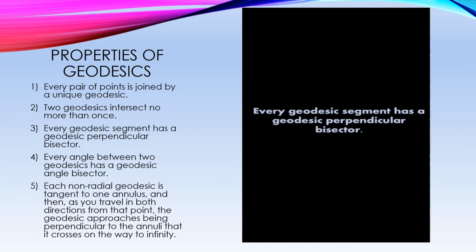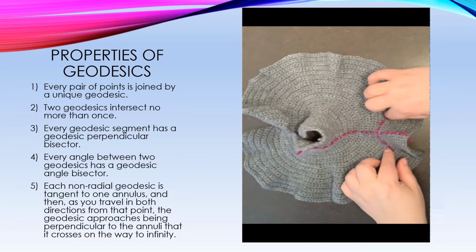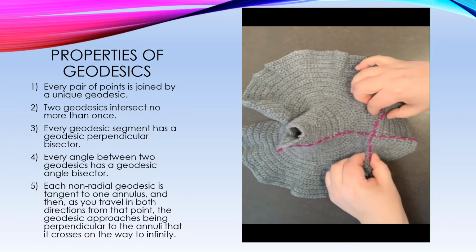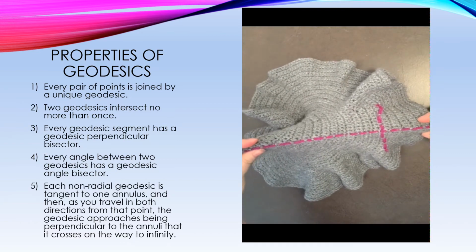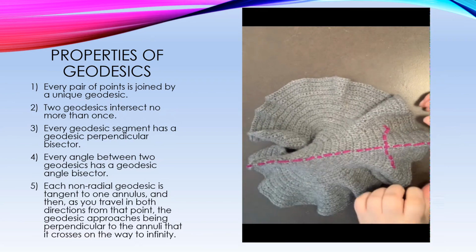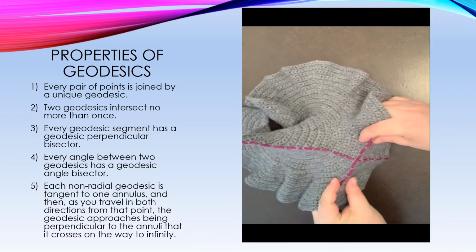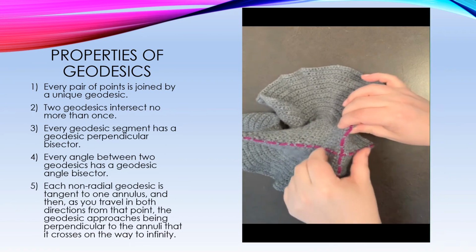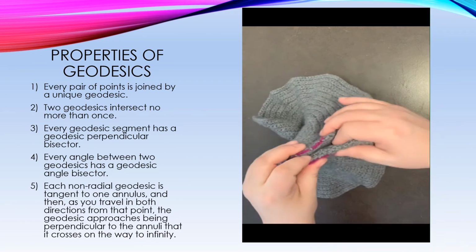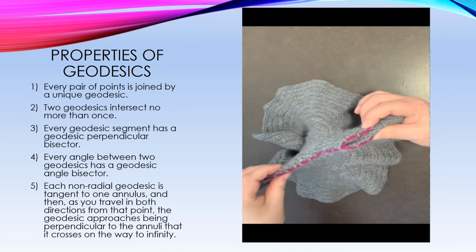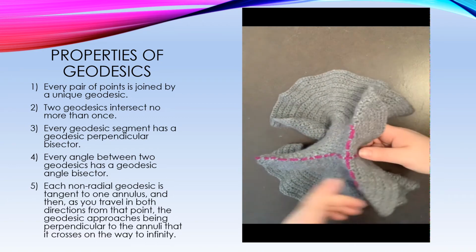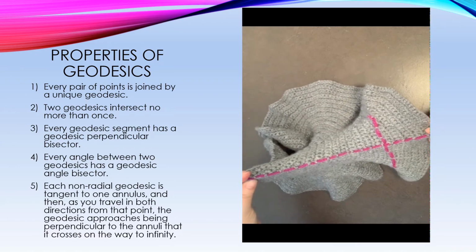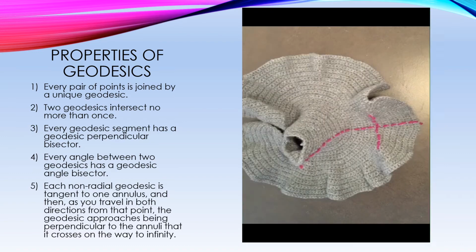The next property states that every geodesic segment has a geodesic perpendicular bisector. Here I have my geodesic segment highlighted on my model and the line that I propose to be the perpendicular bisector. If it's bisecting my line, I should be able to fold my segment along that line, and it should match up on each side, showing that the 2 halves are equal to each other, which it is. And if we take a look again at the way that these 2 lines cross, we can see that they do indeed appear to be perpendicular.